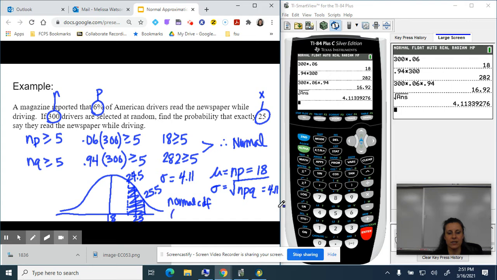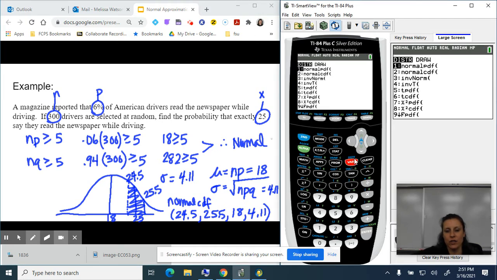The shading starts at 24.5. The shading ends at 25.5. The mean we found to be 18, and the standard deviation is 4.11. I'm going to go to the calculator and find that probability. So that calculator function is second vars and option 2. I'm going to enter those numbers like I just said a second ago.